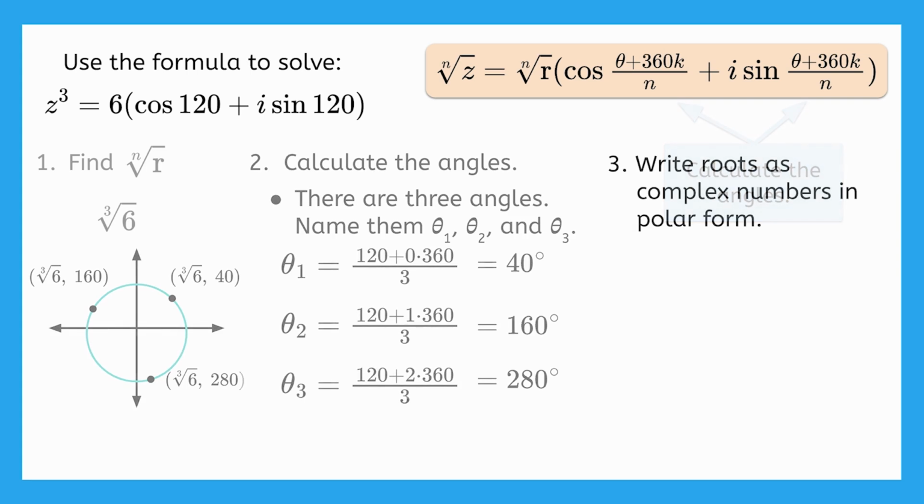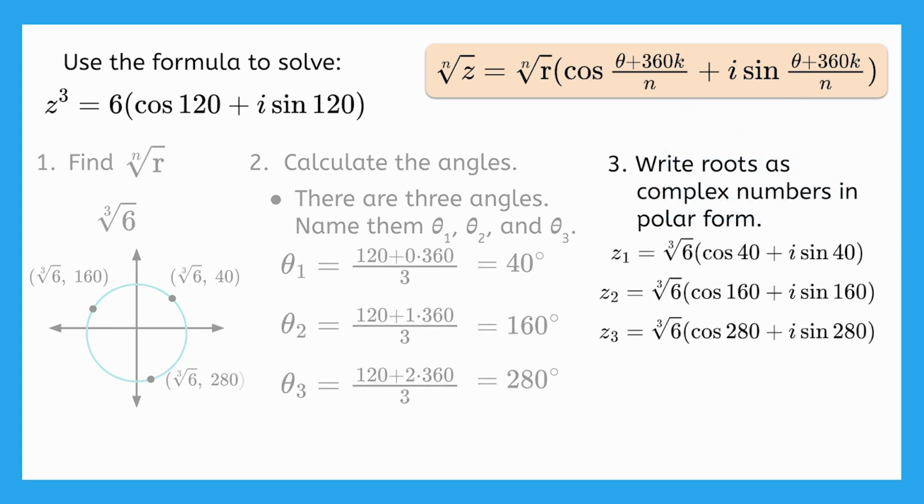Our final step is to write each root as a complex number in polar form. So z1, z2, and z3 are the solutions to the equation z cubed equals 6 times cosine 120 plus i sine 120.